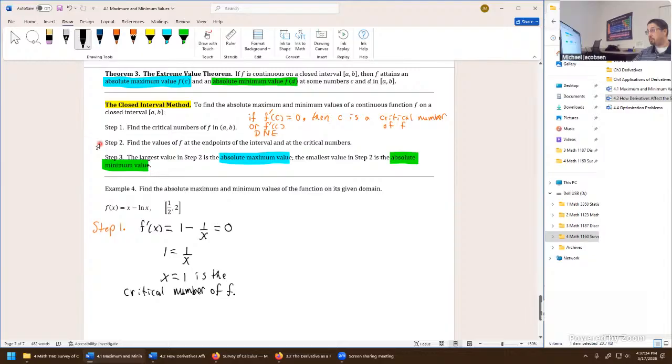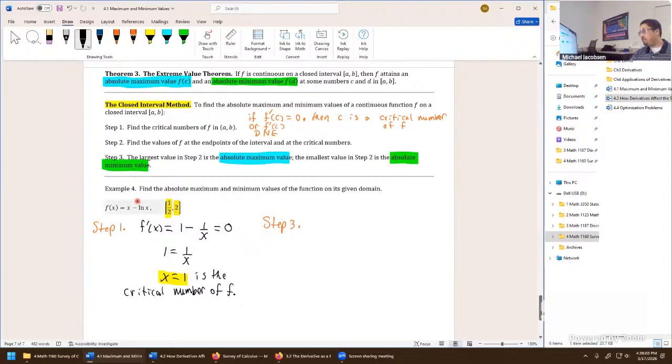Well, now we're on step 2. This goes pretty fast. Step 2 is going to be 3 different function evaluations. We evaluate the function at the endpoints of the domain. That'll be at 1/2 and 2. And on the critical numbers, we found just 1. So we'll do 3 function evaluations altogether in step 3. But when it says the value of f, that means we go to that function there, use the original function.